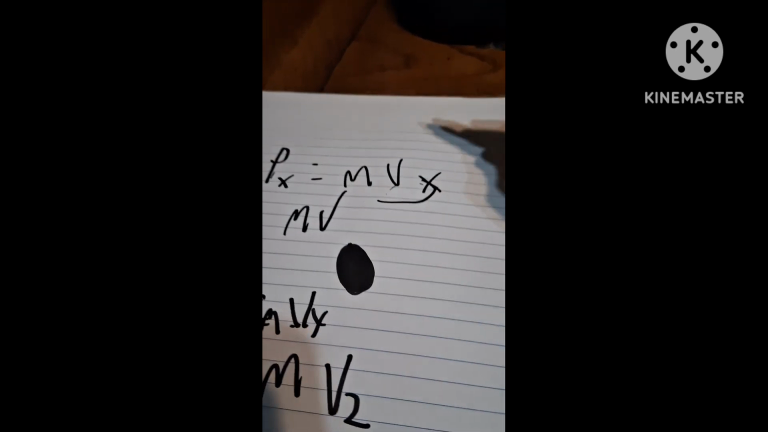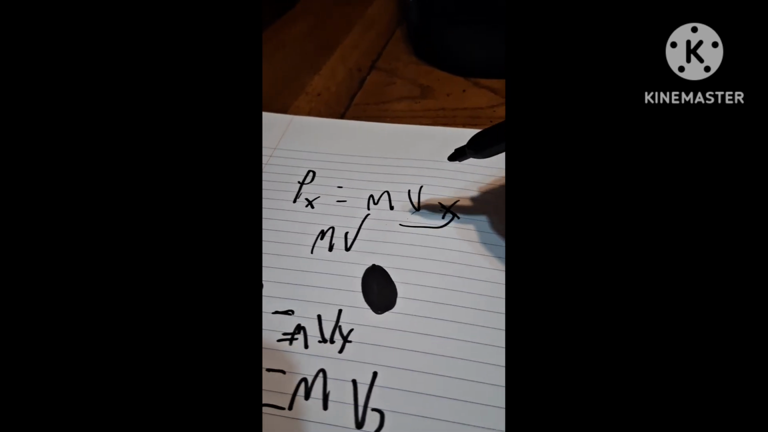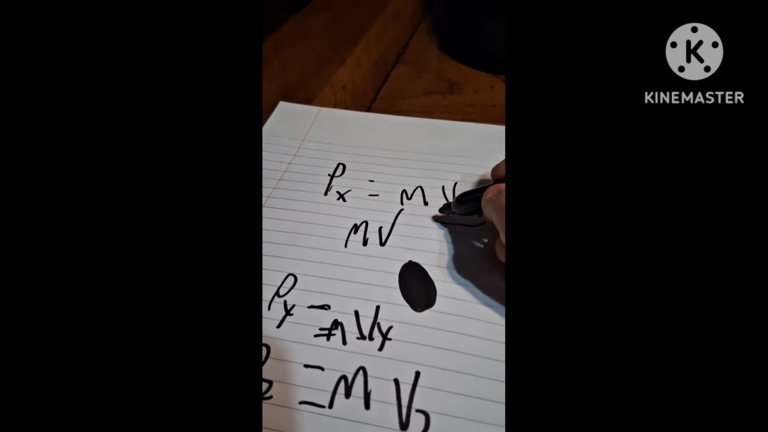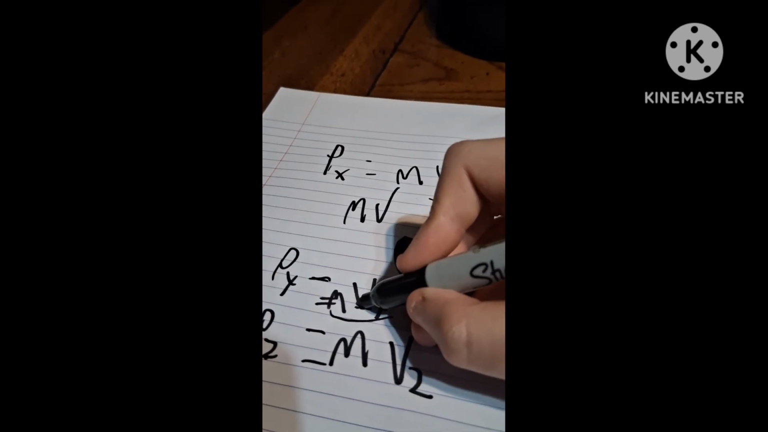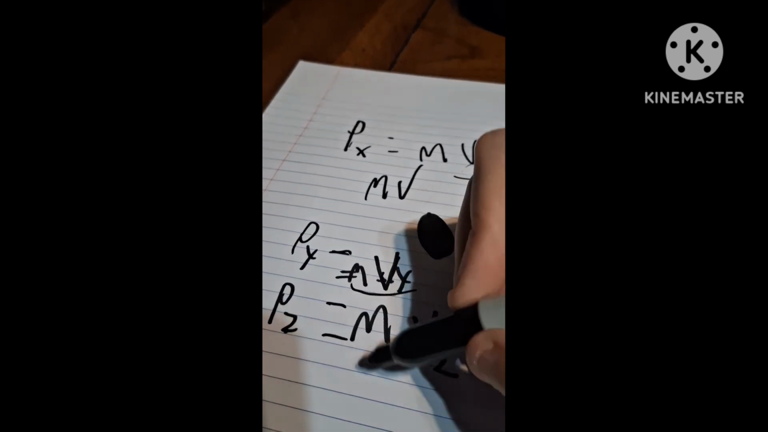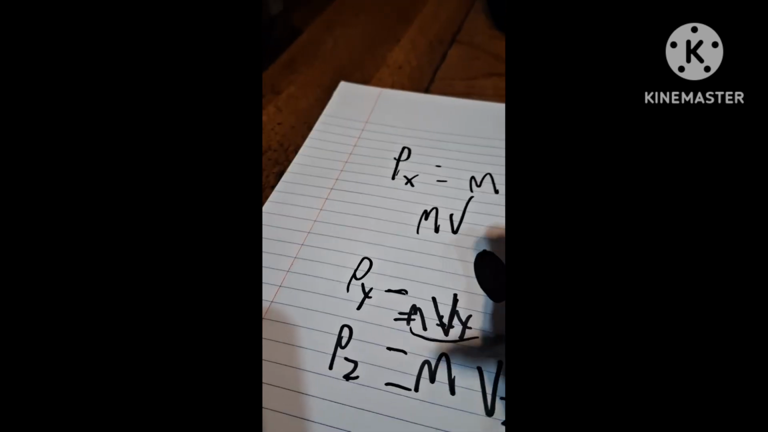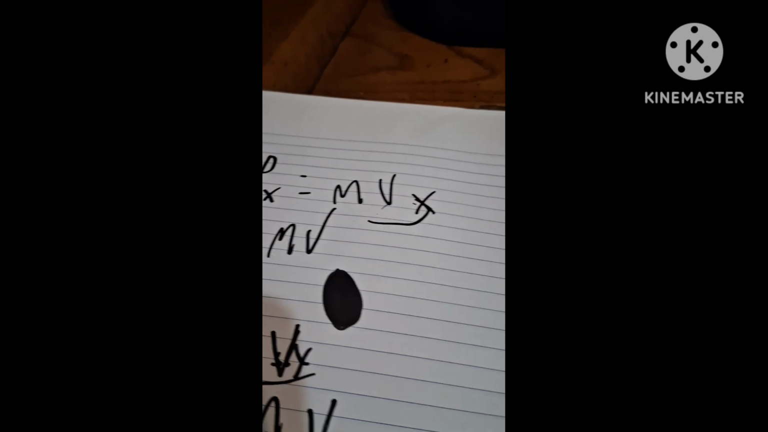This term right here is just how the x-axis changes with time times its mass. This term right here is just how the y-axis changes with time times mass, and it's the same thing for the z-axis. So hopefully you enjoyed.